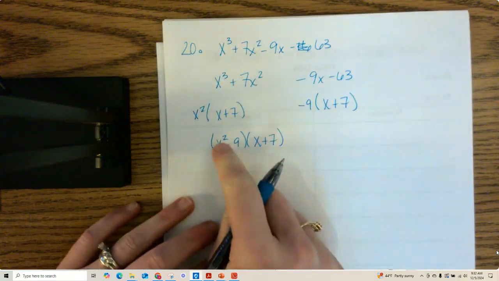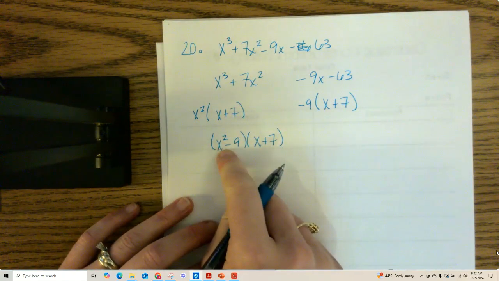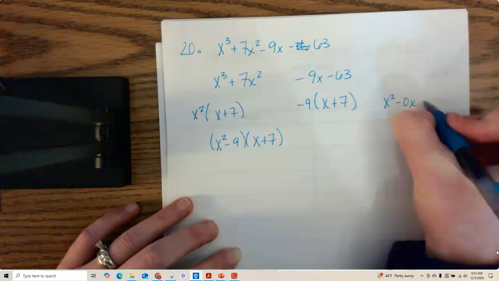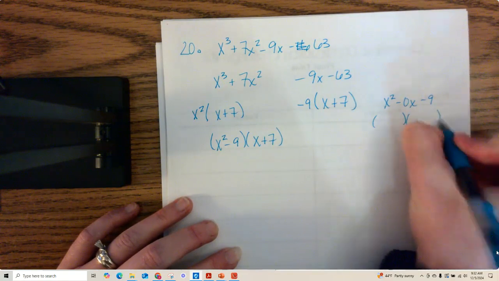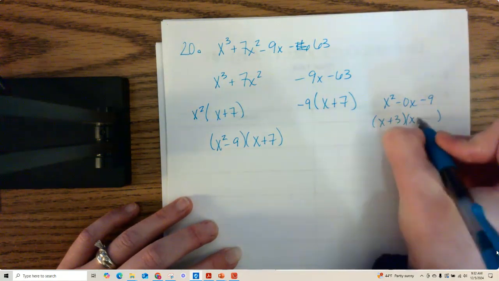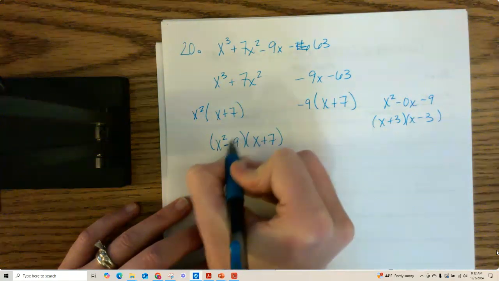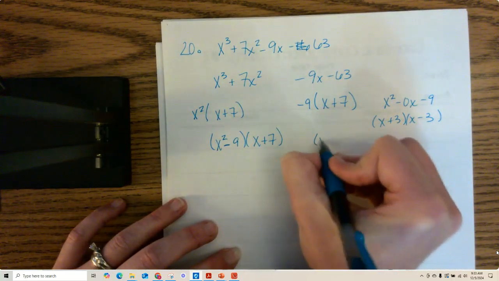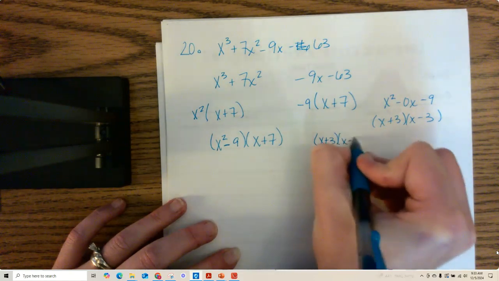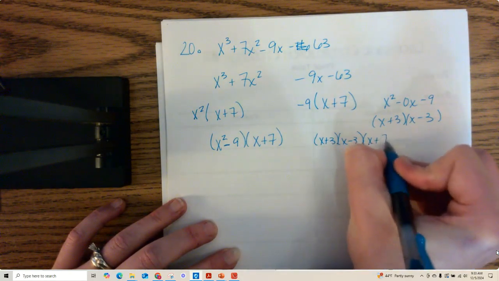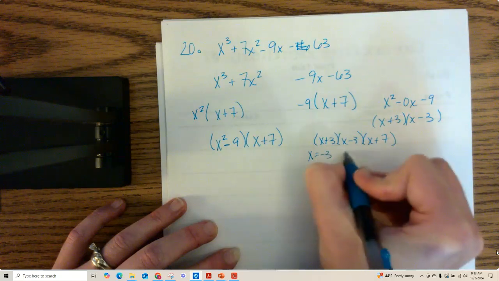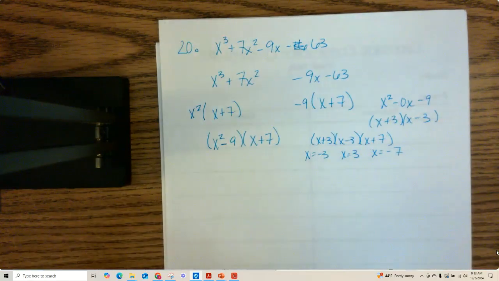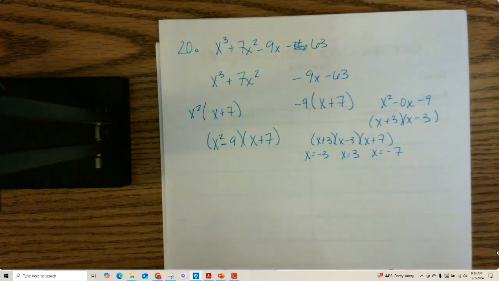I'm not done yet though, because x squared minus 9, that's the difference of two squares. So remember, x squared minus 0x minus 9 will factor into x plus 3, x minus 3. When this is minus, and that last number is a perfect square. So those are your factors. x plus 3, x minus 3, x plus 7, which would be x equals negative 3, x equals positive 3, x equals negative 7. They all have a multiplicity of 1, so they're all just going to cross.